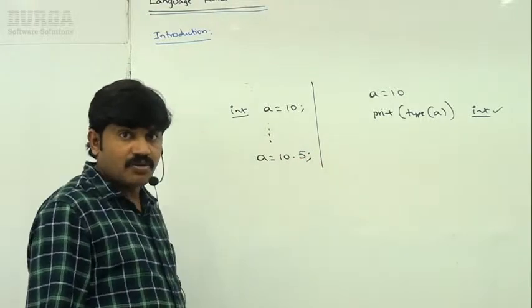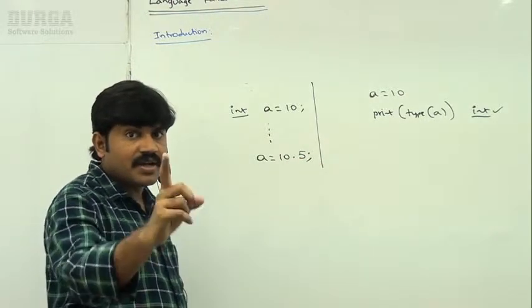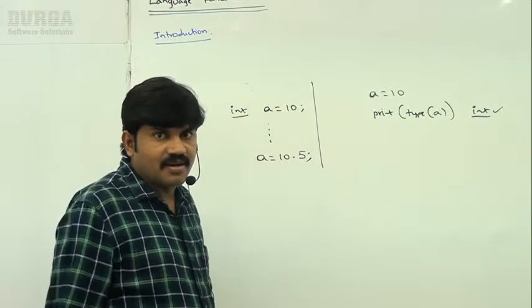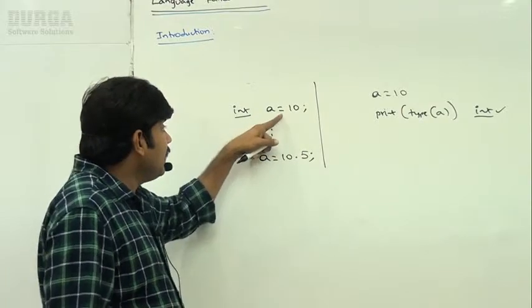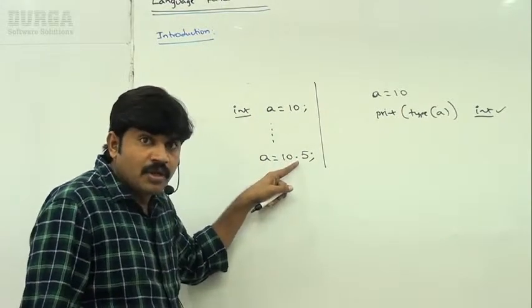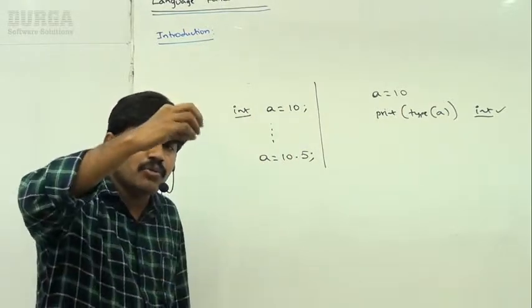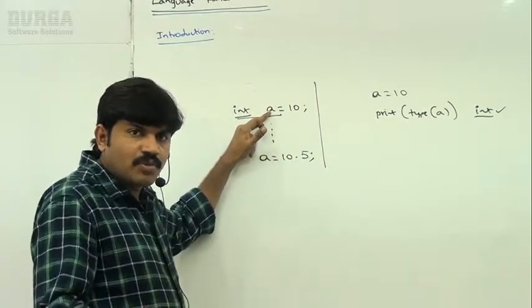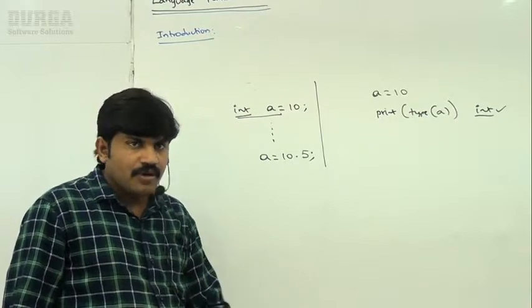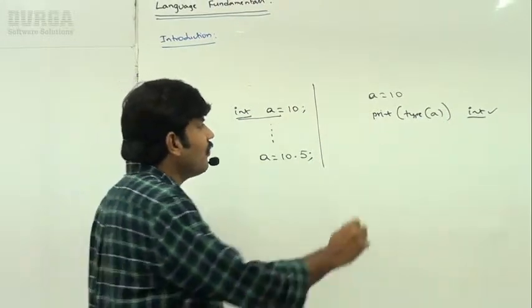In Java, if a is equal to 10.5 I am taking, the Java compiler will complain. It is int type, how can you assign a double value? It will be a compile time error. So throughout its lifetime, this a is always int type only. Okay. But in Python, do you know what is the type of a?